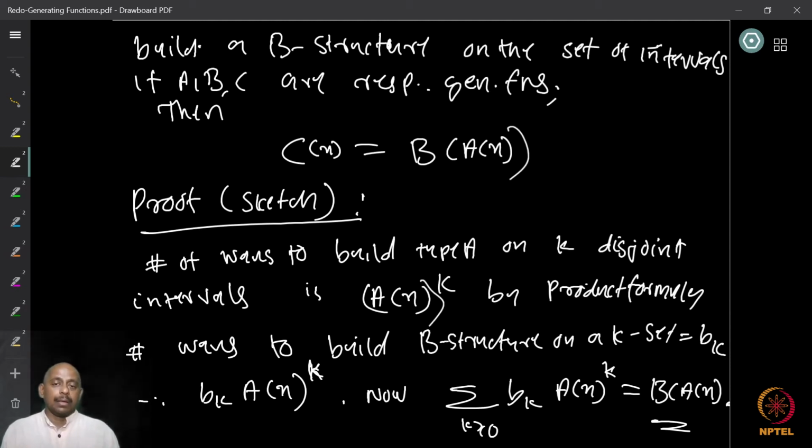But for all possible choices for the splitting of A into this, we get it from A of x whole raised to k, to divide into exactly k parts, and therefore it is basically the summation over k greater than 0 of b_k into A of x whole raised to k. Of course, we are looking at the coefficient of whatever in the appropriate value. But now, that is the definition of B of A of x.